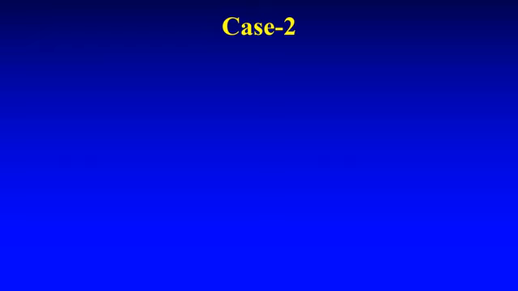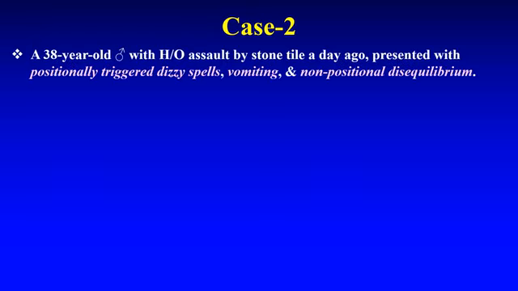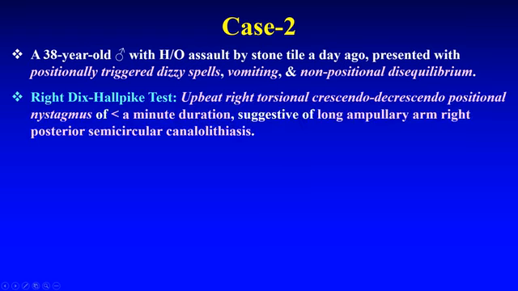So the second case is a 38-year-old male with history of assault a day ago, presented with positionally triggered dizzy spells, vomiting and non-positional disequilibrium. Right Dix-Hallpike test shows upbeating right torsional crescendo decrescendo positional nystagmus of less than a minute duration, suggestive of long ampullary arm right posterior semicircular canalolithiasis. That is the typical variant.